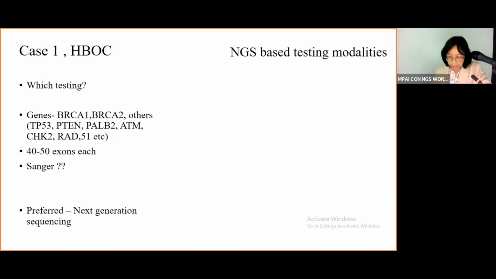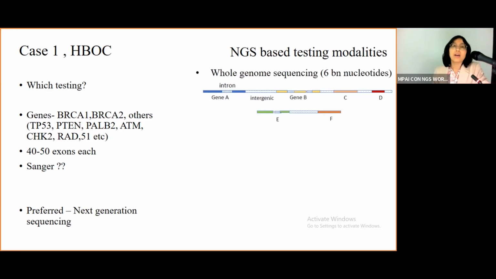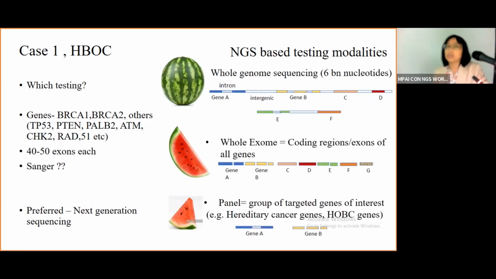Now, what about the testing modalities? By testing modalities, what I mean is we are all very familiar with these terms: whole genome, whole exome, focused exome, clinical exome, Mendeliome, etc. These are basically industry-coined terms, especially in the case of exomes, because exome, as the name suggests, is the coding region of the genome. So it should include all the exons of all the 20,000-something genes in the body. By panel, we mean a targeted group of genes according to our area of interest or the phenotype that we are targeting.